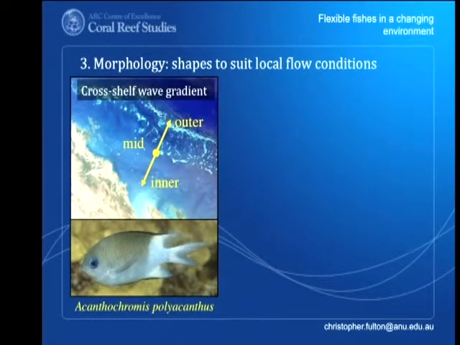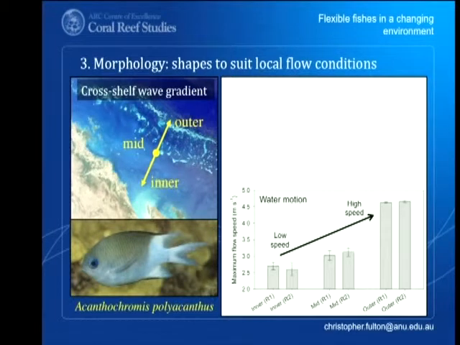An example I'd like to show you today is of a widespread species that you've surely heard about before, Acanthochromis polyacanthus. This particular species is widely abundant across a very large cross-shelf wave gradient on the Great Barrier Reef, which is remarkable in its character. This wave gradient is not even. It's actually quite a steep drop-off from the front of the Outer Barrier Reef towards the mid-shelf and inner shelf, and it looks something like this.